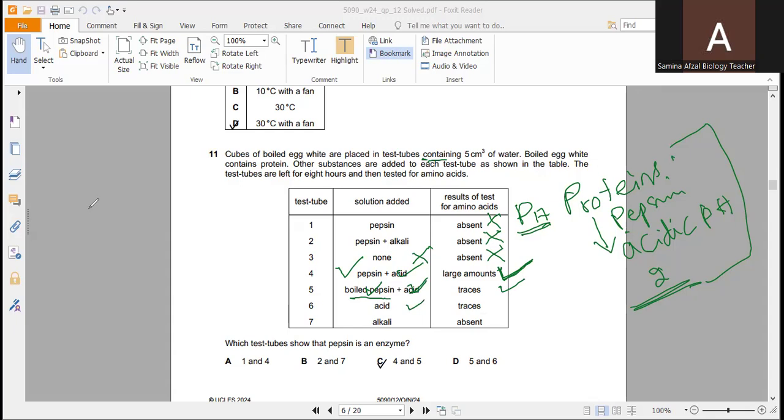Again, the acid alone will not work. There should be the enzyme as well. So traces of amino acids are there. Alkali, so they will be absent. So only points 4 and 5. Which test tubes show that pepsin is an enzyme? So C is the correct option, because in this case the protein is broken down into amino acids. So 4 and 5. This is the correct option.